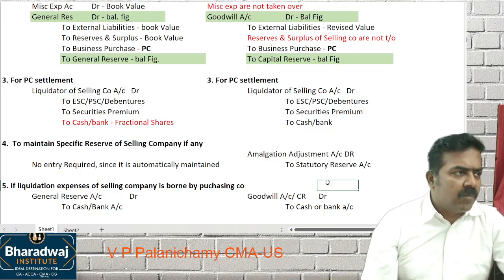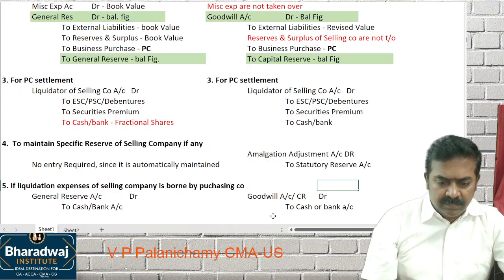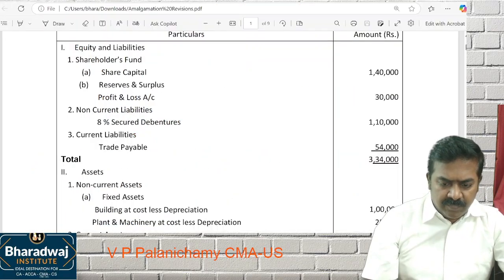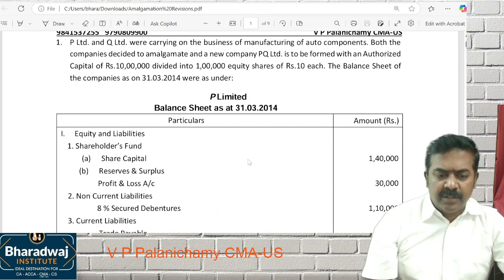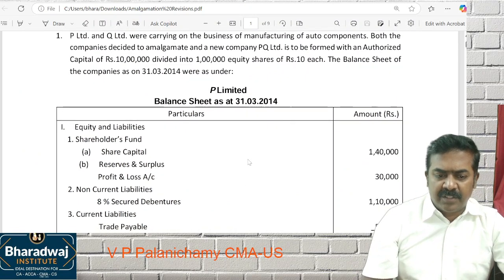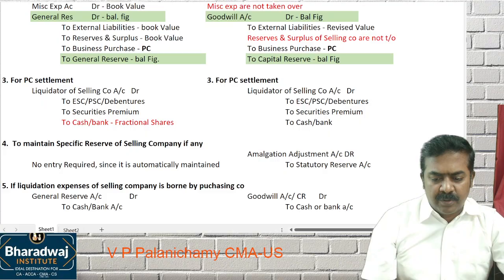Then come to this question. P Limited and Q Limited were carrying on the business of manufacturing auto parts. I request you to read the question.